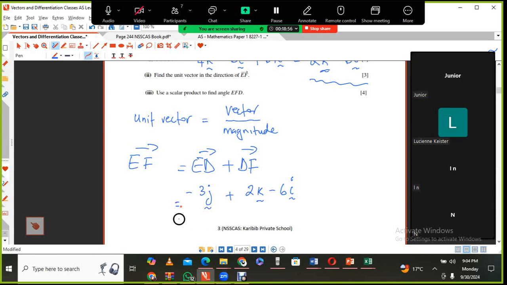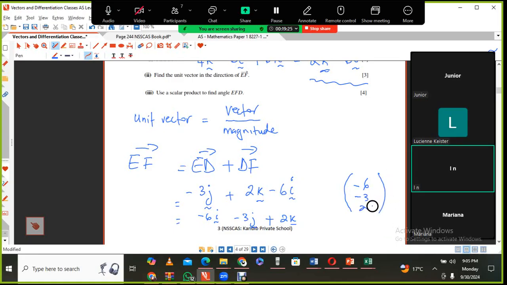So what is this answer here? Which one comes first? Negative 6I, plus minus 3J, plus 2K. Can we write it as a vector? Negative 6, negative 3, 2. Okay? You follow? Yes. Okay. So now we're going to find the magnitude of the same vector.